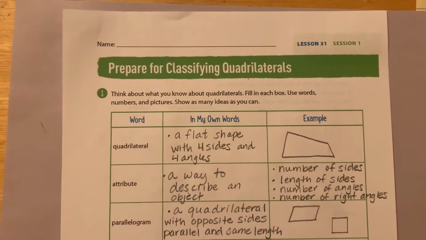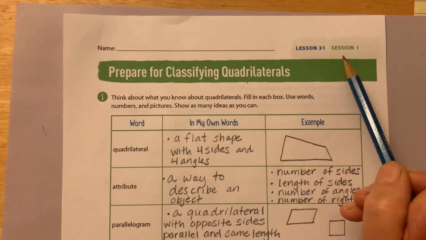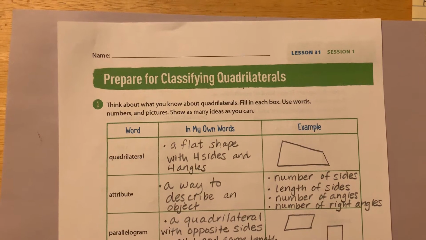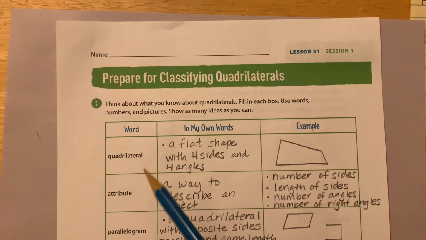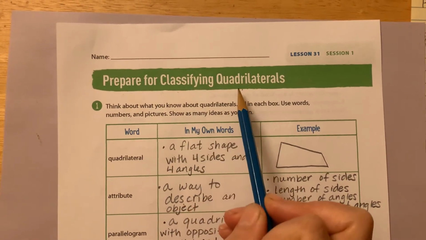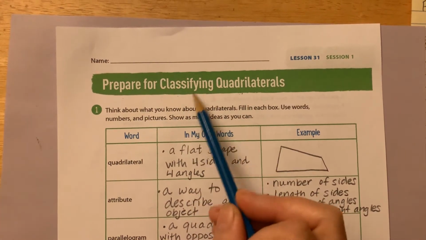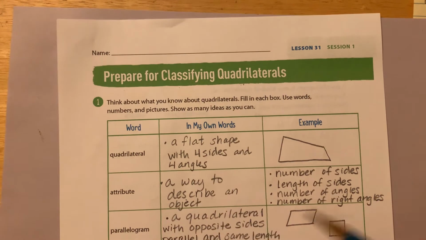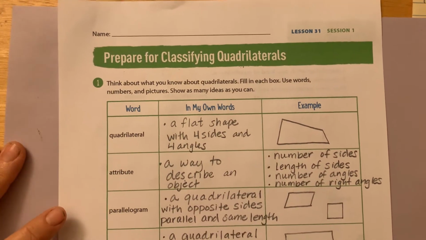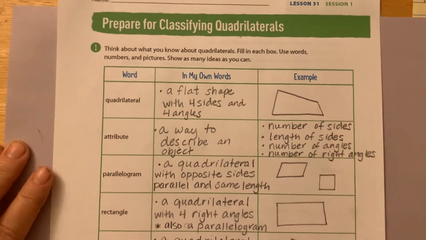Hello, learners. Okay, let's go ahead and see what you have for Lesson 31, Session 1, pages 691 and 692. You were working on classifying quadrilaterals. That means we were comparing and putting quadrilaterals into groups. Now, here is an opportunity for you to learn the words that we use for quadrilaterals.